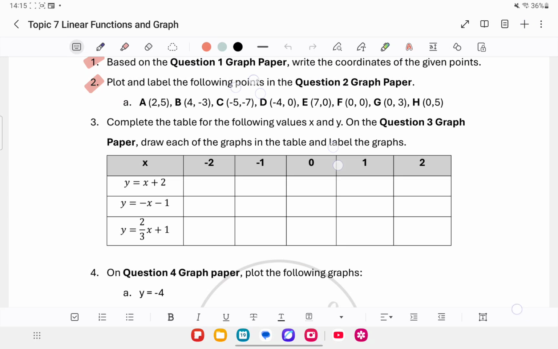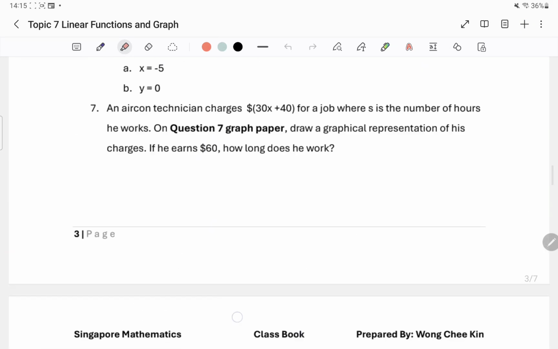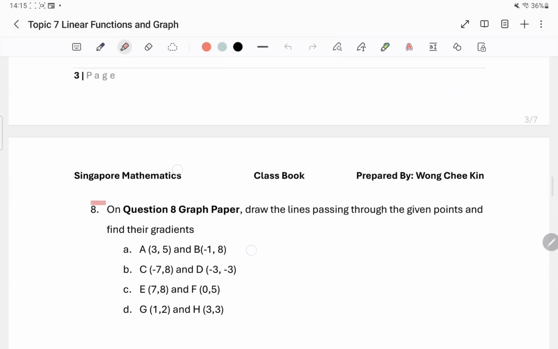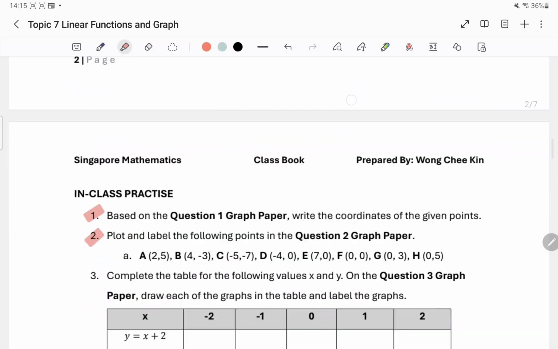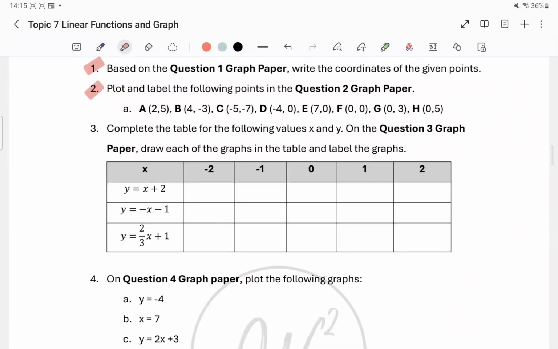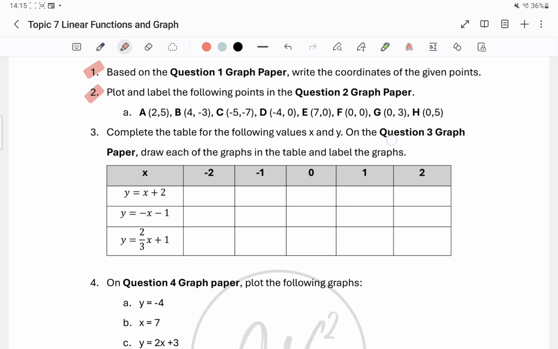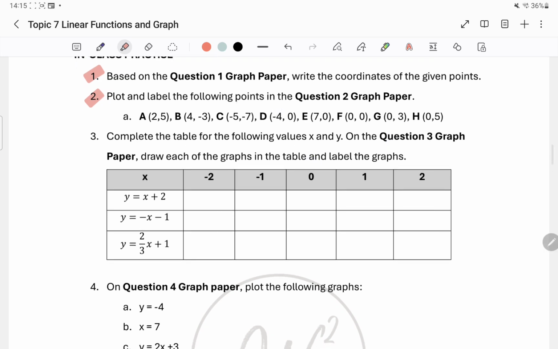Okay, so now let's look at question 3, question 4. So we have completed question 1, question 2. We have completed question 8. Question 9, I'm not going to go in first because we still need some practice in some basic questions before we move on. Okay, so now let's look at question 3 and question 4.